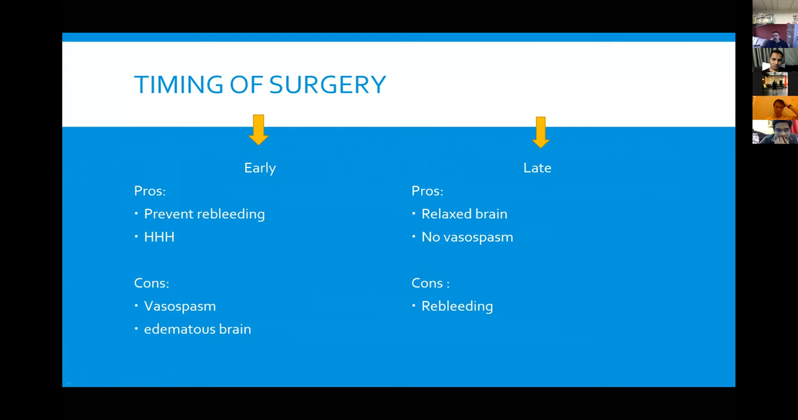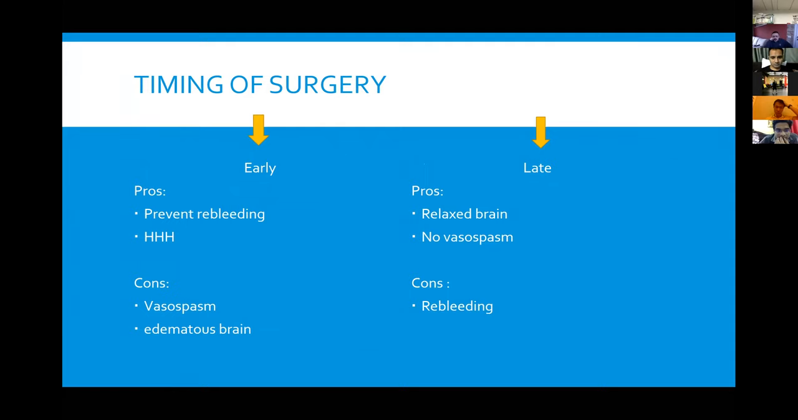First of all, when dealing with a ruptured ACOM aneurysm, we have to see what the time of surgery is. Some surgeons prefer early surgery, some prefer late surgery. I prefer late surgery because we have a relaxed brain and there is no vasospasm, but the disadvantage is that there may be an incidence of rebleeding.